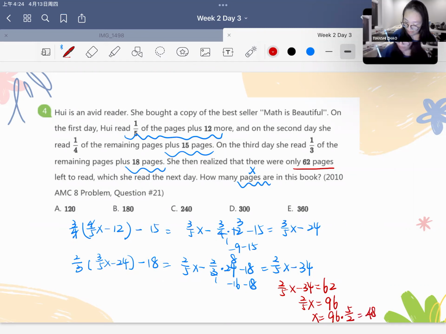So it's 48 times 5. We do the multiplication, and the final answer will be 240. So the correct answer will be C.